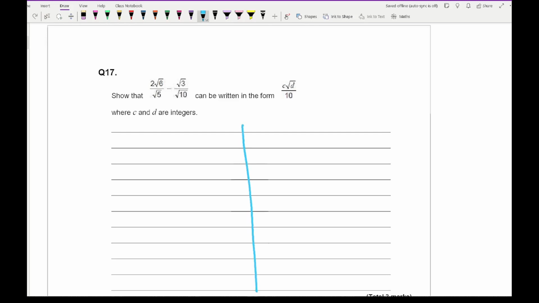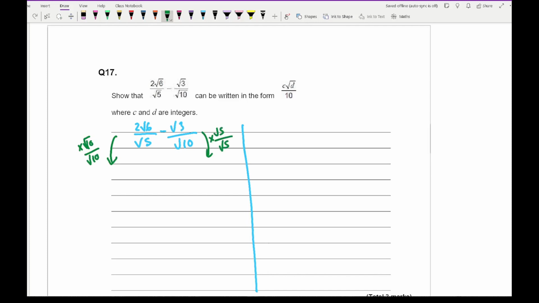So to start off with, let's just write down the question, and I'll explain what I'm doing. Let me change colour of pen as well. So for this, if I multiply to try and get a common denominator, I'm going to multiply this by root 10 over root 10, and this fraction by root 5 over root 5.